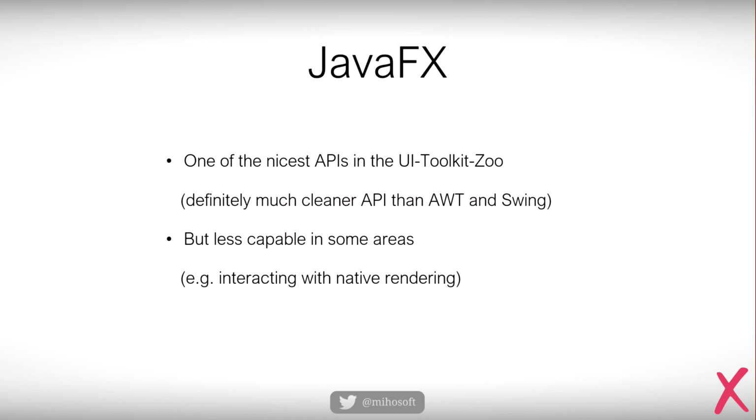In JavaFX, I mean, we have one of the nicest APIs in the UI toolkit zoo, and it's much cleaner than AWT and Swing. And if you know the history of AWT, it was developed under huge pressure. So when they released the first version, this was really a very tight schedule. But in some areas it's still less capable, like integrating native stuff, and that's why we have those two projects like DriftFX and NativeFX that try to accomplish better interaction between native and JavaFX scene graph content.